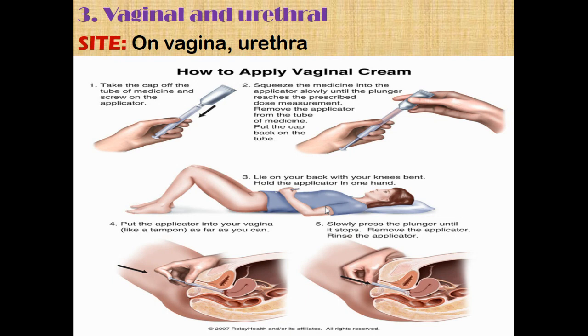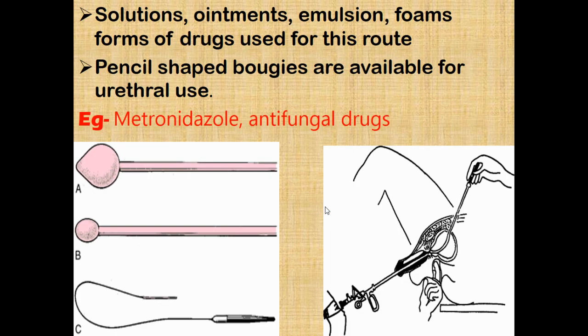Then vaginal or urethral. This is how they do vaginal and urethral drug administration. Solutions, ointments, emulsions, foams, and pessaries are the drugs used in this route. Then pencil-shaped bougies are available for urethral use. Metronidazole and antifungal drugs. A, B, C, you are seeing the picture. They are all different types of modules to administer drugs.